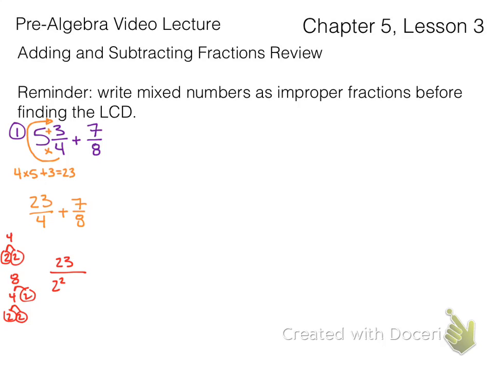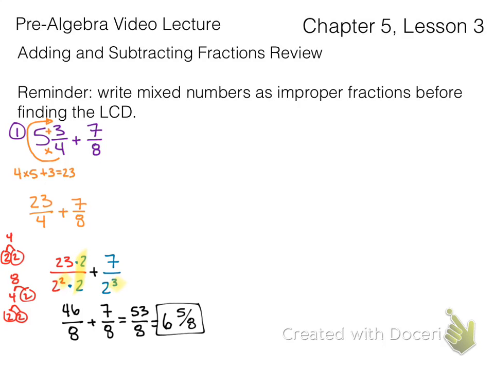So we have 23 over 2 squared plus 7 over 2 cubed. Well, the only difference is this has 3 2's and that has 2 2's, so I only need to add 1 more 2 to the 23 over 2 squared part. There are my 2's. Again, what I do on the bottom, I have to do on the top. 23 times 2 is 46. 2 to the second power times 2 is 8. I still had 8 on the bottom for the 7 eighths. And then 46 plus 7 is 53. Simplify the fraction, and you're going to get 6 5/8.